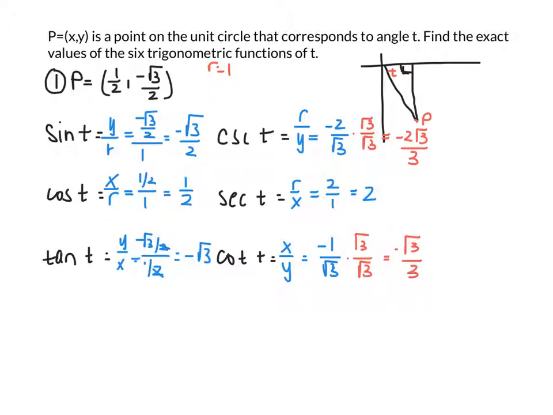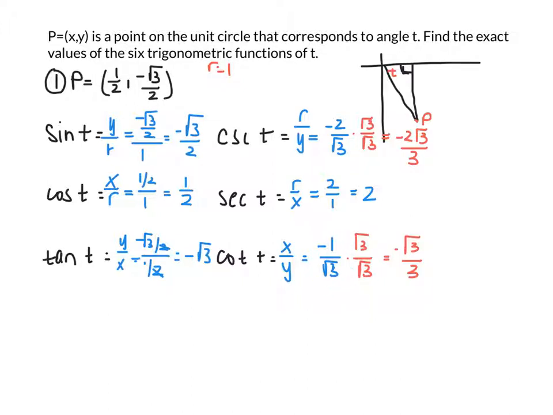Tangent is the y-coordinate divided by the x-coordinate, so negative root 3 over 2 over 1/2. Your over 2's cancel, you end up with just negative root 3 over 1, or negative root 3. Cotangent is your x divided by your y, so you could have done 1/2 divided by negative root 3 over 2, or you could recognize that it's just the flipped of tangent, so it would just be negative 1 over root 3. This is a perfectly acceptable answer.